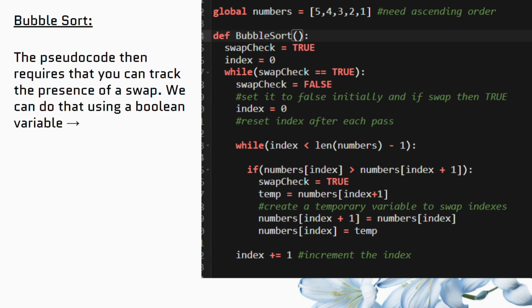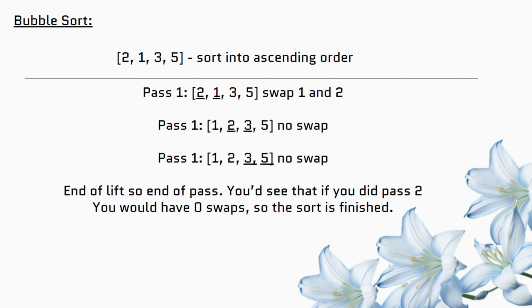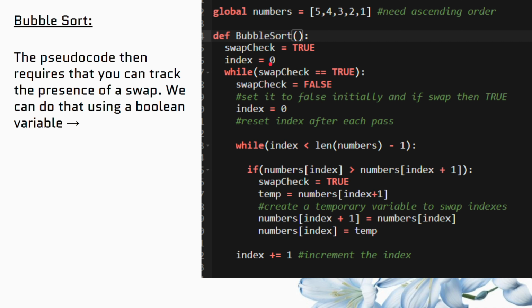But as soon as we start this while loop, we need to set swap check to be false. We need to show that there's no swaps that initially happen. When you start a pass, nothing has happened, right? There hasn't been any swaps yet, so you set it to be false. At the start of this pass, although we have a swap straight away, right here, there hasn't been any swaps yet. So we set swap check to be false. And if this remains false all the way through the pass, this while statement will be broken and we finish the sort.